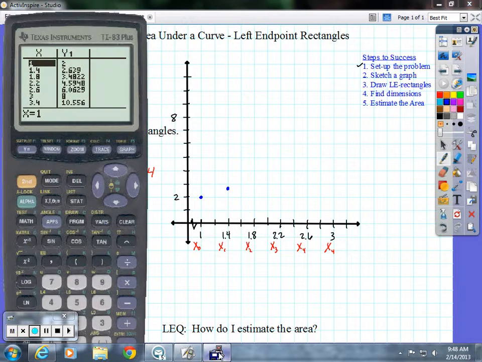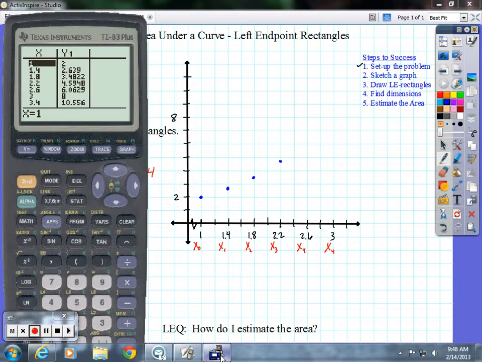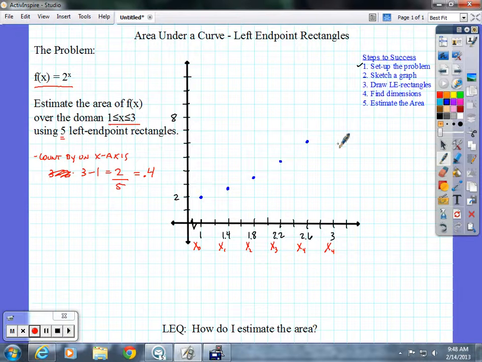And then we got 3.5 and 4.6. So 3.5 and then 4.6, and then we have 6.1 and then 8. So 6.1 and 8. So it doesn't really look like much of a curved line when we draw it so spread out, but it is. We know it's 2 to the x.